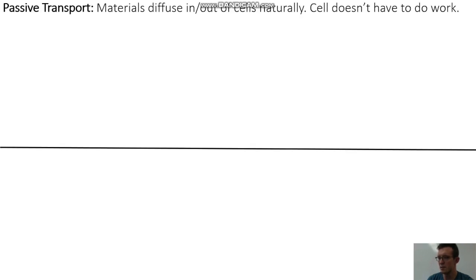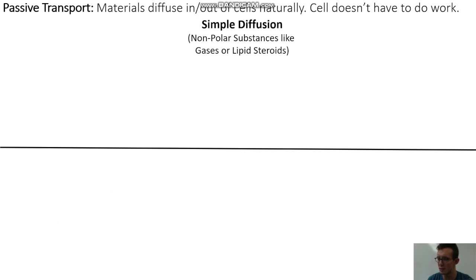Now this is really useful in cells because it allows for passive transport. That is, it allows materials to diffuse in and out of cells naturally. The cell doesn't have to do any work to move the materials; they just move themselves. There are two types of diffusion that occur on cell membranes. There's simple diffusion, which occurs with nonpolar substances like gases or lipid steroids, and then there is facilitated diffusion, which occurs with charged substances.